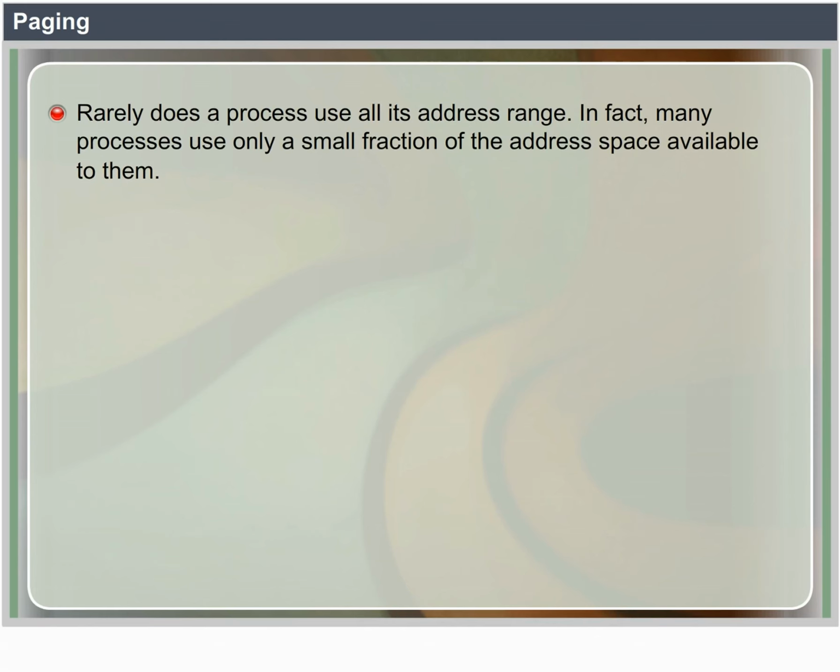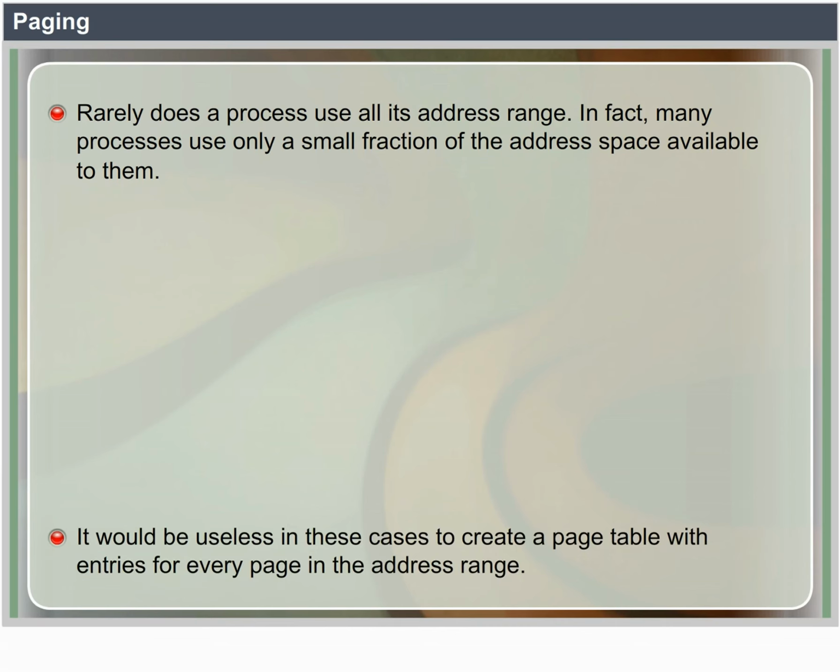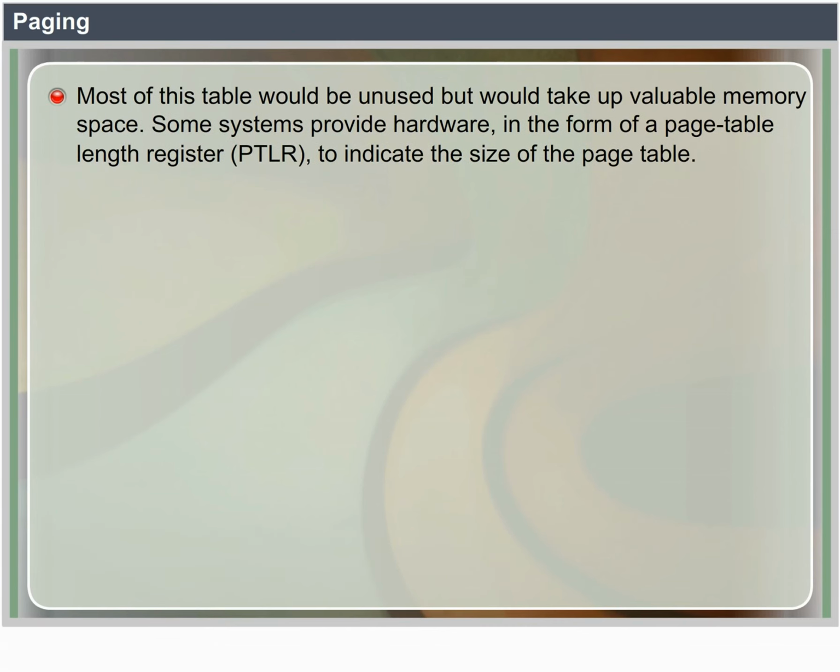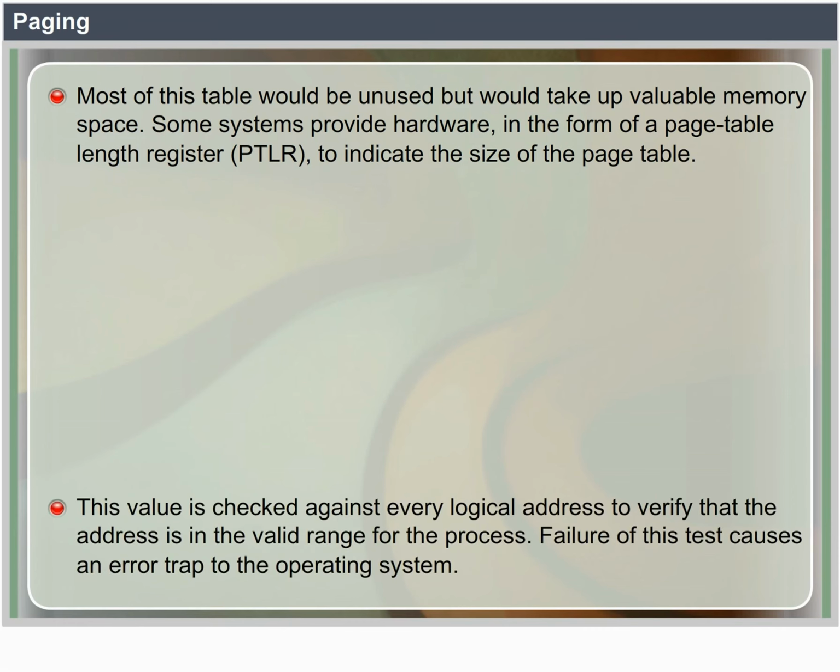Rarely does a process use all its address range. In fact, many processes use only a small fraction of the address space available to them. It would be wasteful in these cases to create a page table with entries for every page in the address range. Most of this table would be unused but would take up valuable memory space. Some systems provide hardware in the form of a page table length register, PTLR, to indicate the size of the page table. This value is checked against every logical address to verify that the address is in the valid range for the process. Failure of this test causes an error trap to the operating system.